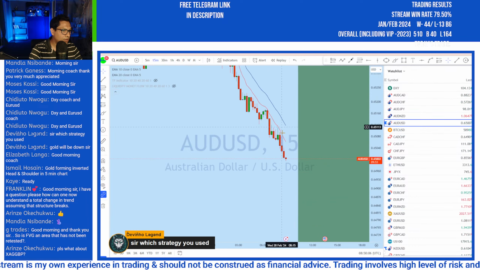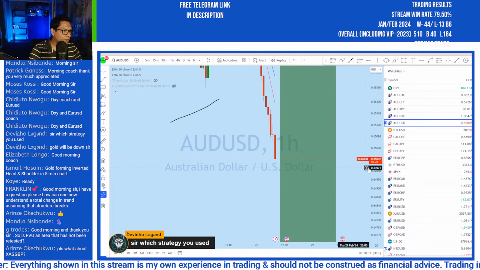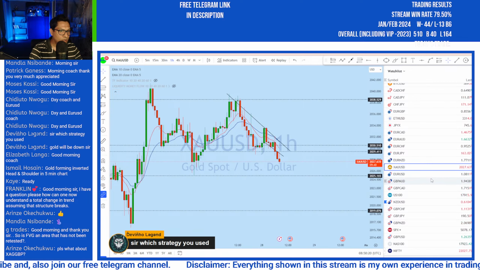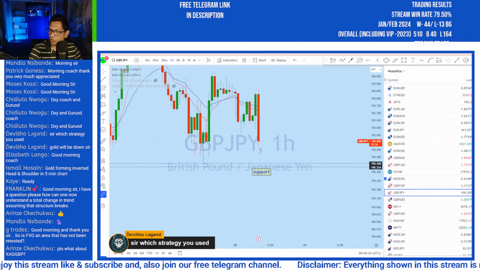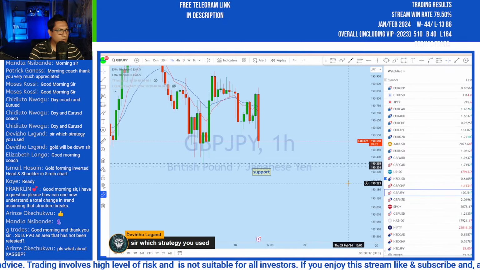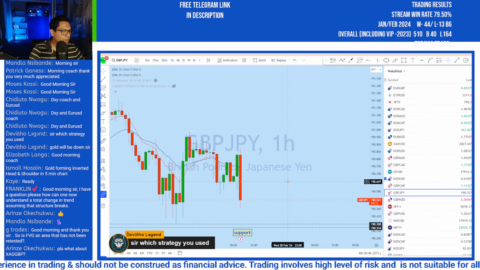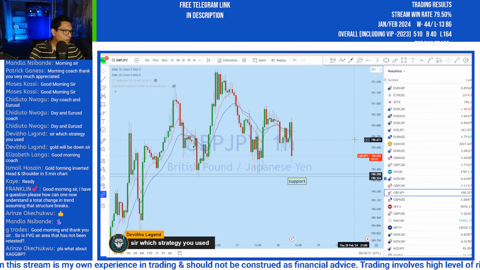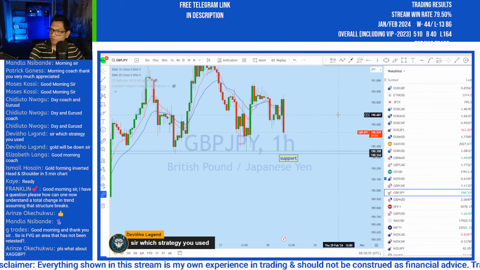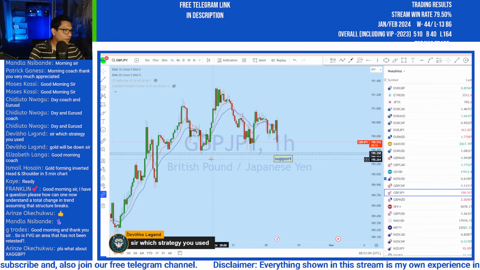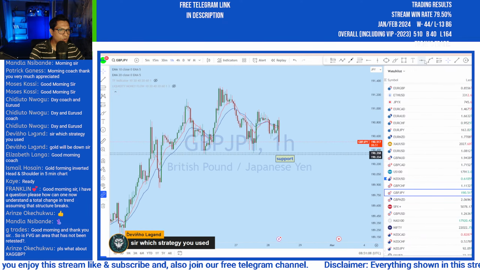In the meantime, let's look at AUD USD, just moving in the direction. We see that there is a big jump on USD pairs, including GBP/JPY. Okay, so for us to enter, we need to see that the market has managed to break this support. So this is a daily support and this is another liquidity zone here.